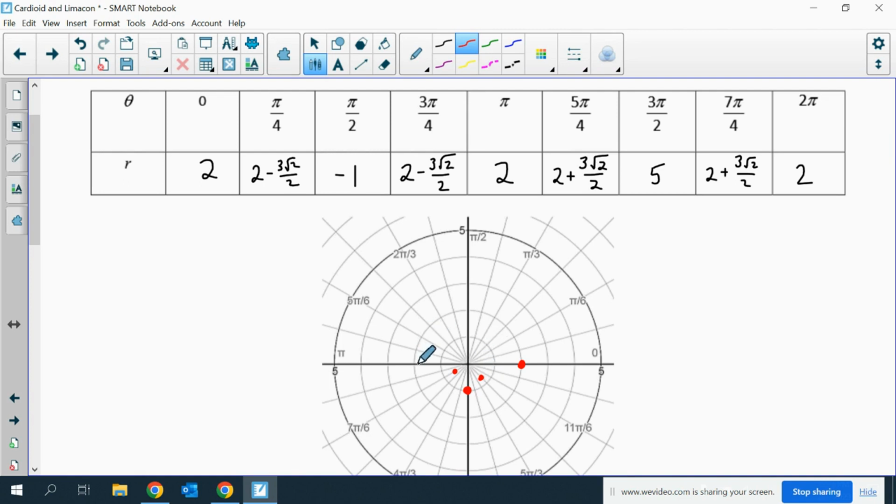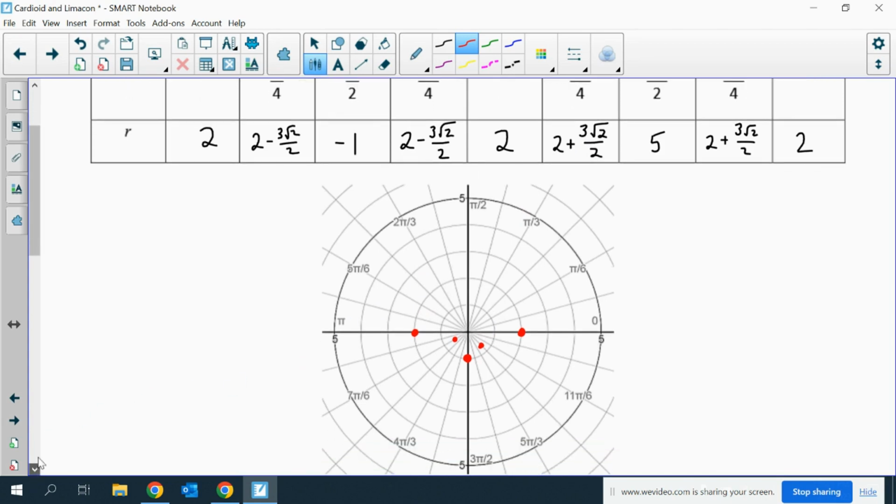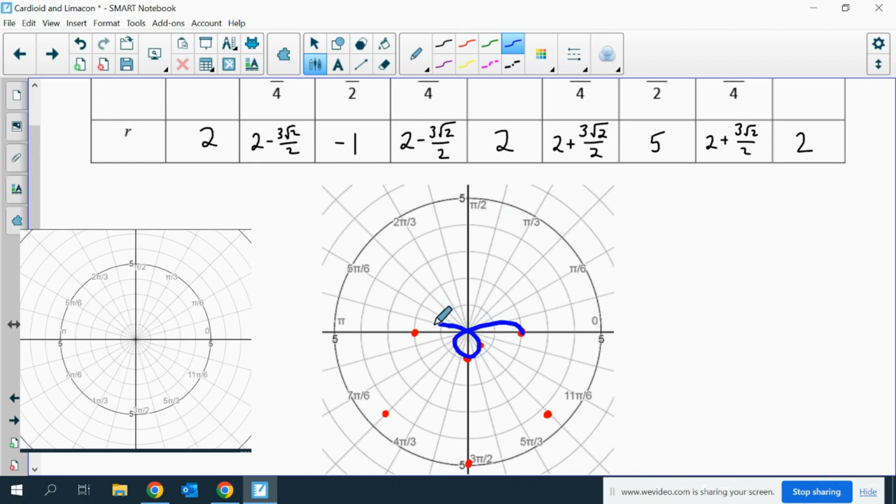Then I keep mirroring. At pi, I'm now at 2. And then 2 plus somewhere around 2.2, so that's going to be about 4 point something. Then 5, and then 4 point something again. So my graph will look something like this, where I start here, I have to sweep under, sweep back, and then it looks kind of circly over here.